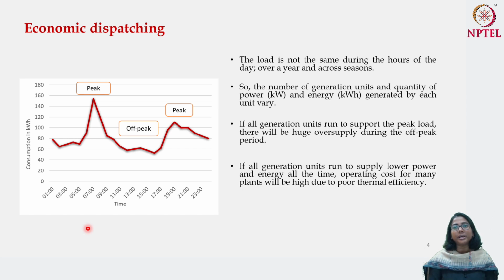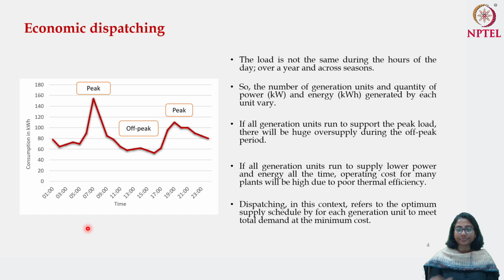The other alternative could be to run all of them at a very low rate. But if all generation units run to supply lower power and lower energy at a time, the operating cost may become very high because there will be very low capacity utilization and poor thermal efficiency. Therefore, we have to find some sort of a solution which is midway, where not all the generating units are working at full capacity, neither are all of them working at a very low capacity. So there has to be some kind of an optimum solution.